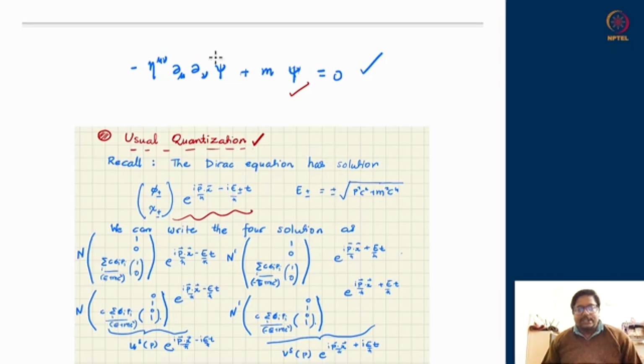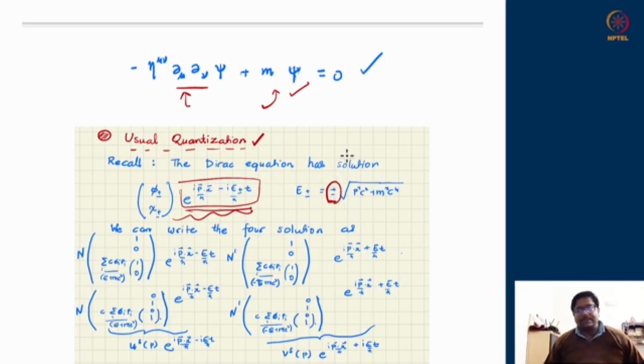I know, despite it being a 4x1 dimensional vector, its space-time dependent part satisfies the same equation which a scalar field does, because all the derivatives are spatial or temporal derivatives. So its space-time dependence cannot be different from that of the scalar field. Therefore, the plane wave structure should be inherent in that as well. So I know the space-time dependency should be through e to the power i p dot x upon h bar minus i E t, plus or minus, because energy comes in 2 signatures, plus or minus.